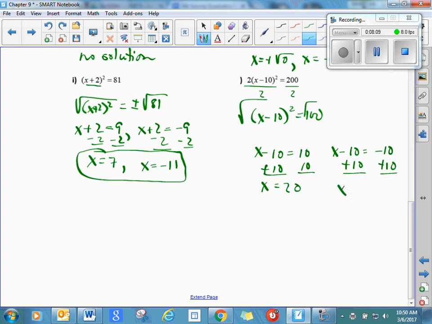And again, x is equal to 0. So don't make the mistake of getting the first one and then just putting positive and negative of that number. So our two roots, our two solutions for this equation, are positive 20 and 0.